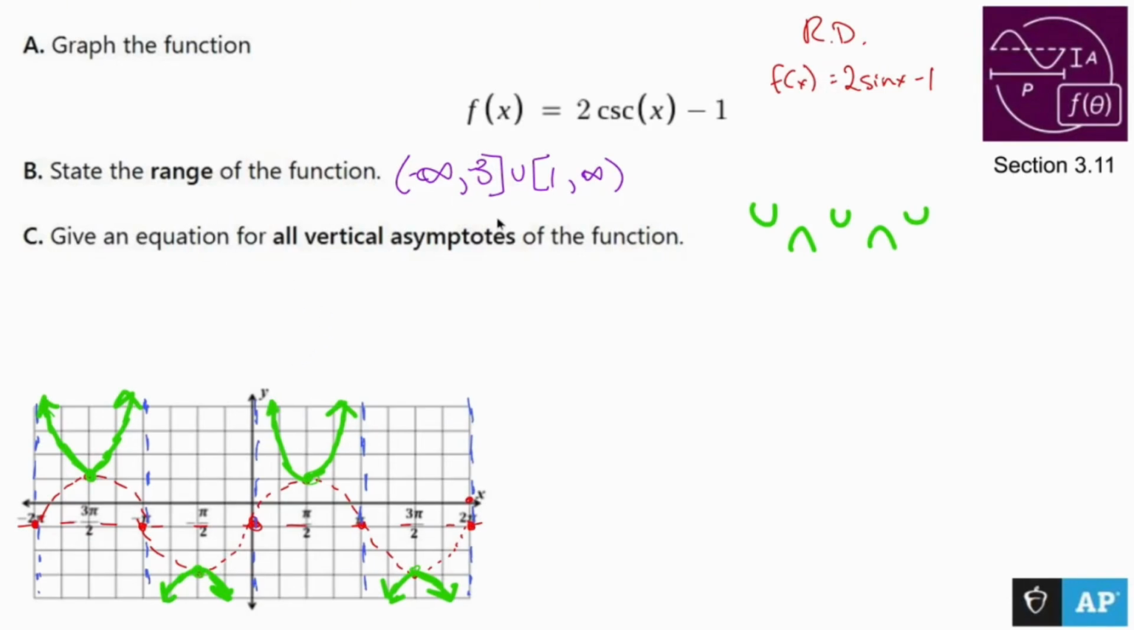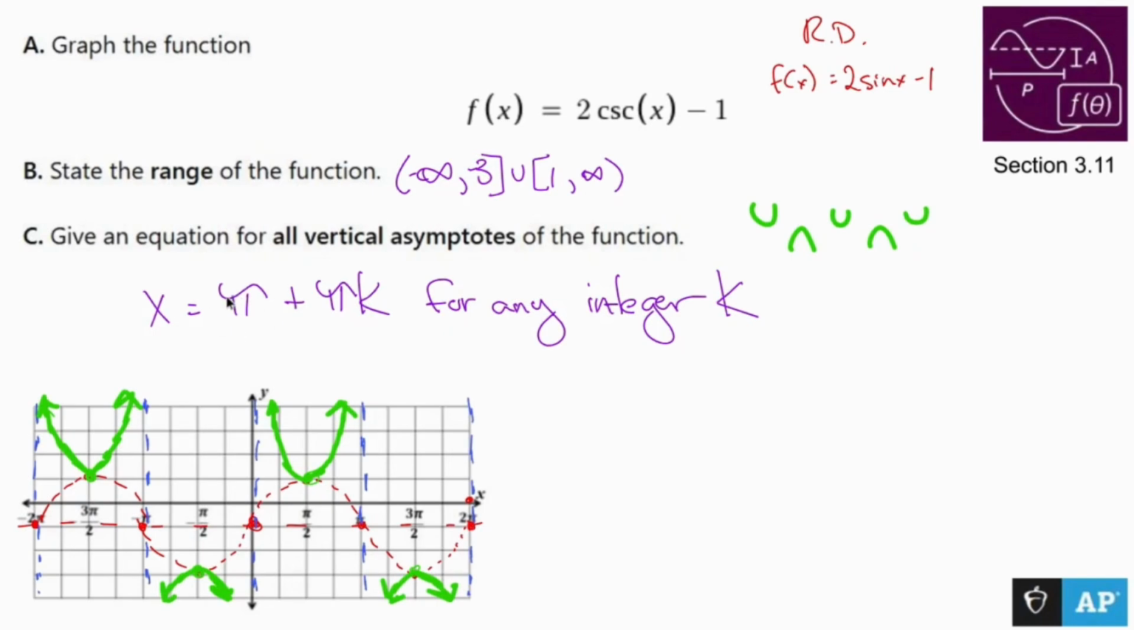Now, the vertical asymptotes exist at 0. It also exists at pi. It also exists at 2 pi, at -pi, at -2 pi. So basically every single pi. So an equation that will work is, since this is a vertical asymptote, it's going to be x equals, we'll start at pi, and it happens at every integer pi after that or before that. So we will put plus pi k for any integer k.